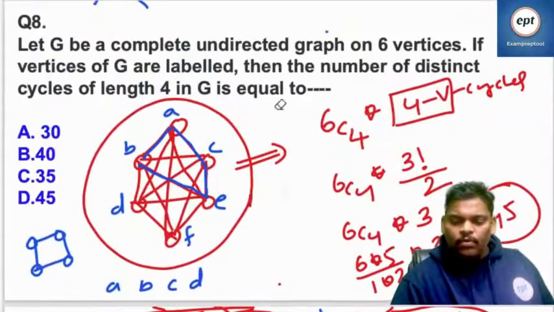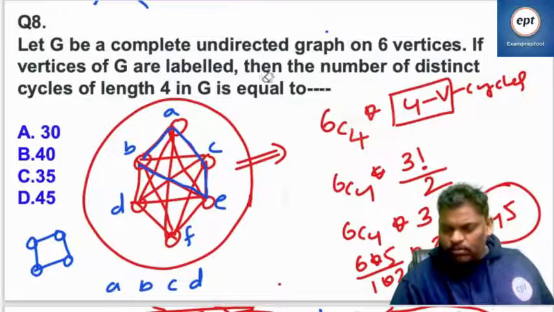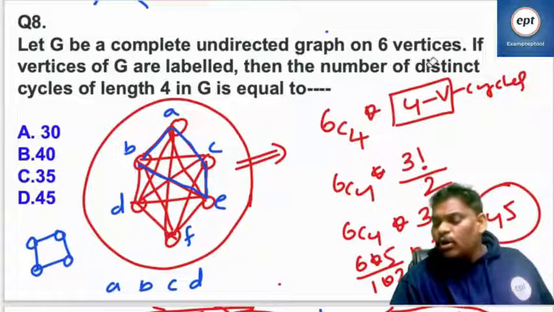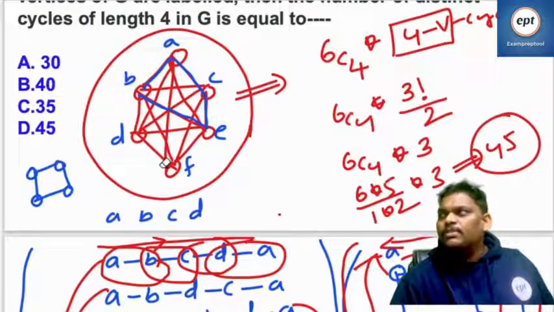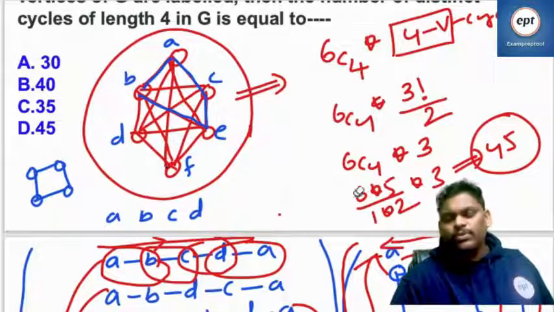So now come here. In K6, how many 4 length cycles are possible? K6 means 6 people. 4 length cycles means only 4 people. So 6C4 first.